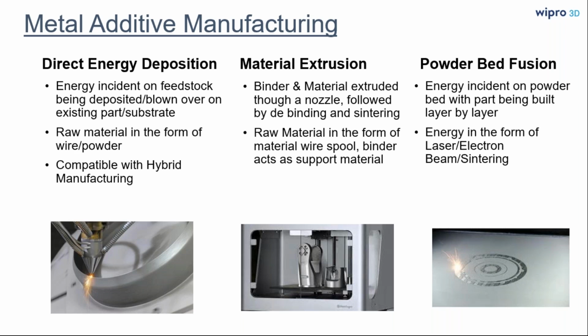Material extrusion is similar to FDM or fused deposition modeling, wherein the material is extruded through a nozzle, and this material is in the form of a binder and the metal. Pure metal cannot be extruded very easily, because you require very high temperatures. With binder and metal, the melting point comes down, so extrusion becomes easier. Once you extrude the part, you carry out the debinding and the sintering to end up with the pure metallic part.